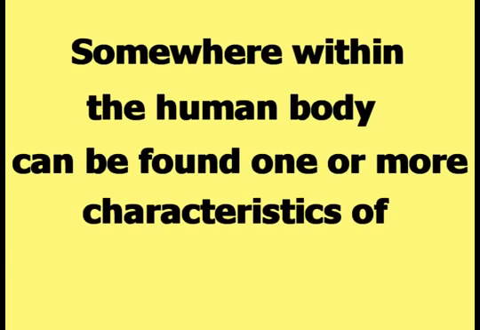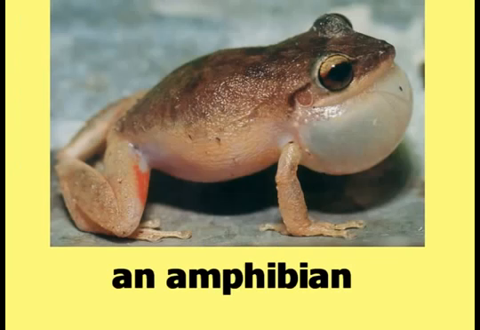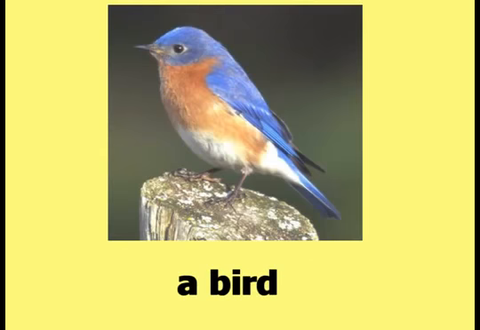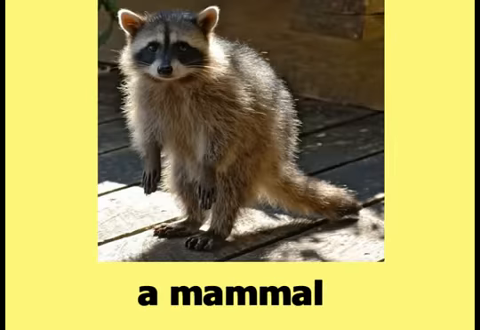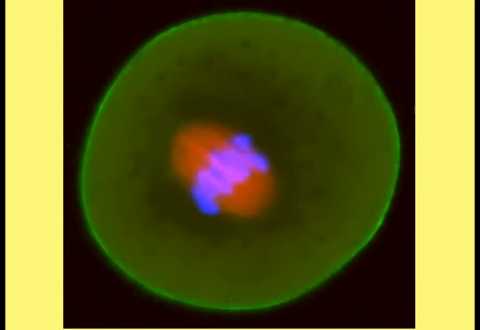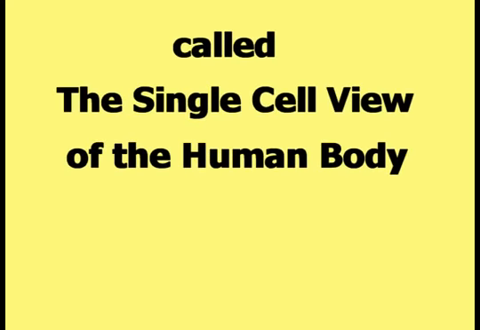Somewhere within the human body can be found one or more characteristics of a fish, an amphibian, a reptile, an insect, a bird, a mammal, and most pertinent to this video, the original single cell floating in the ocean. This property of the human body was the basis for the creation of a theoretical model of the human body called the single cell view of the human body.